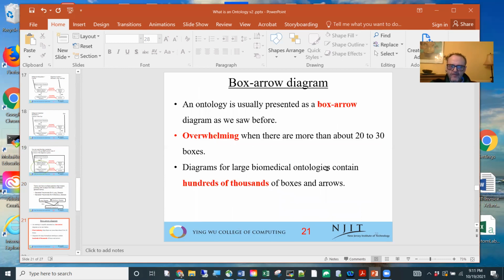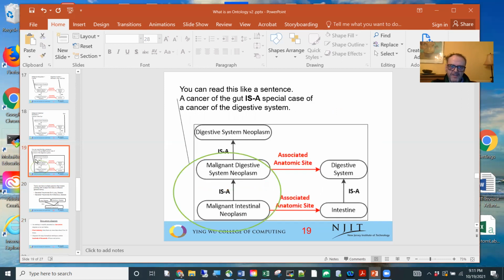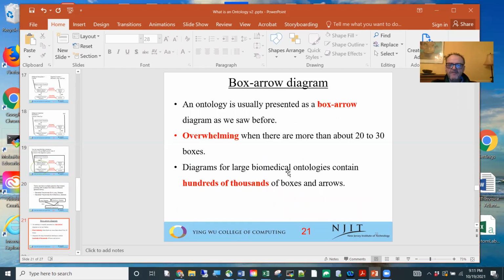Okay, so we've already seen that ontologies can be displayed with diagrams that consist of boxes and arrows. But the thing is that this becomes overwhelming when there are more than roughly 20 to 30 boxes. So this was nice and simple, but when we get to something bigger, it will not be so nice and simple. And real biomedical ontologies, the ones that doctors are using, sometimes contain hundreds of thousands of boxes and arrows.